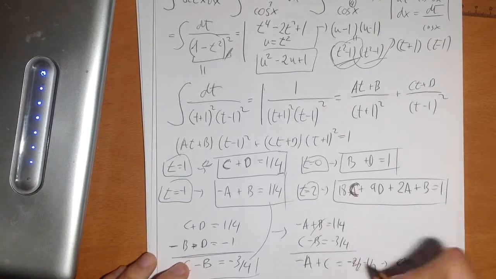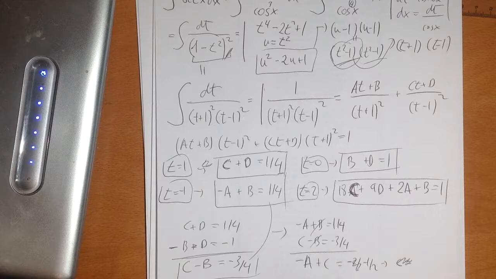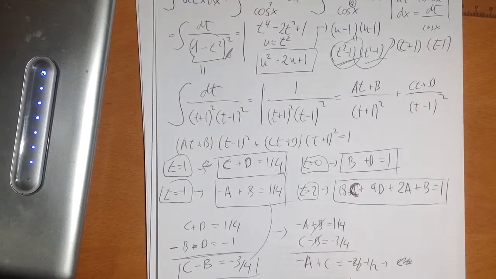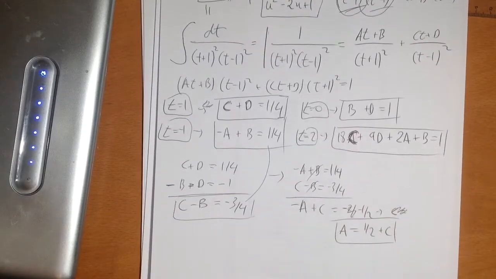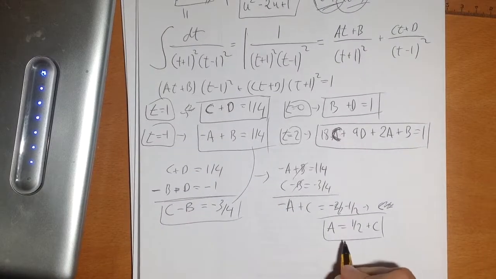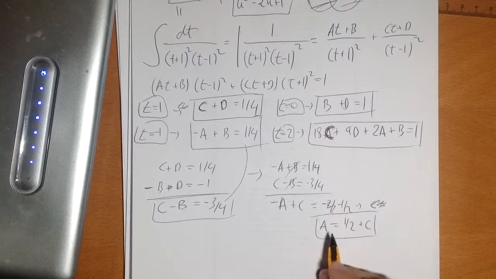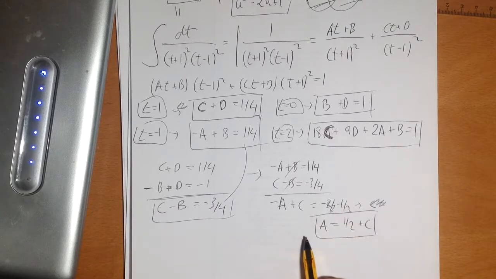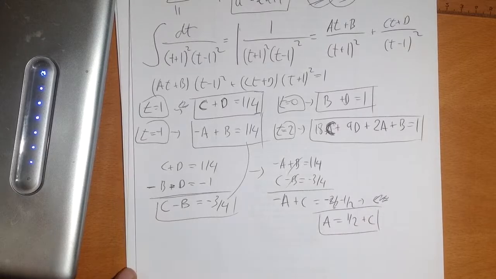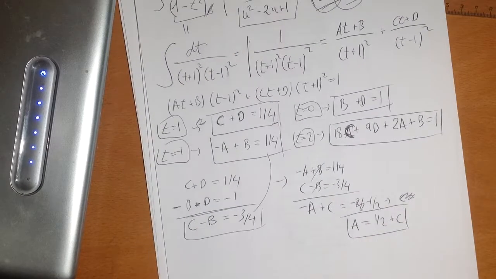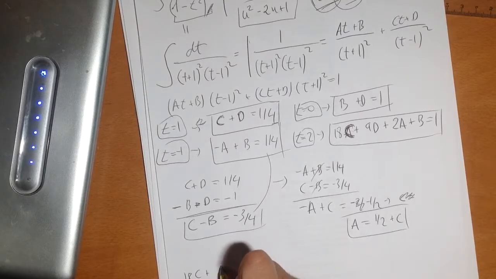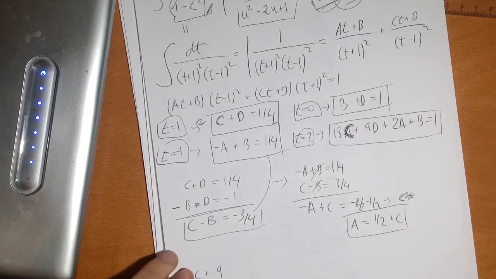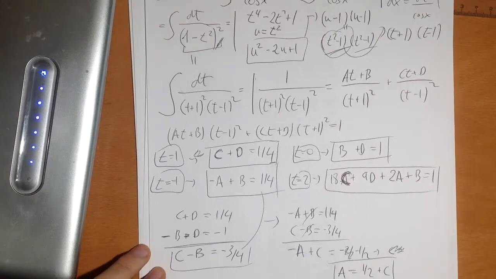Wait a second. This is correct. So let's solve for A. 1/2 plus C. Yes. So we have it right here, 1/2 is correct. Let's check it out. Yes, fine. We have A. So we have 18C plus 9D. Let's solve for D right here, for example, in the second.